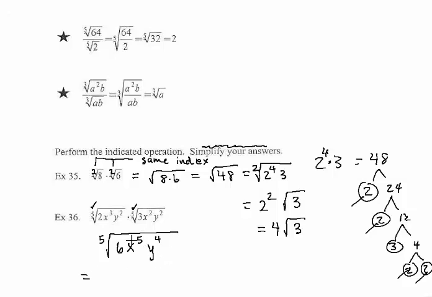Now, there are 5 x's. That exponent 5 matches our index. That means that we can bring out 1 x to the front. All of the other exponents are less than the 5, so we're left with a 6y to the 4th inside the radical. And that completes example 36.